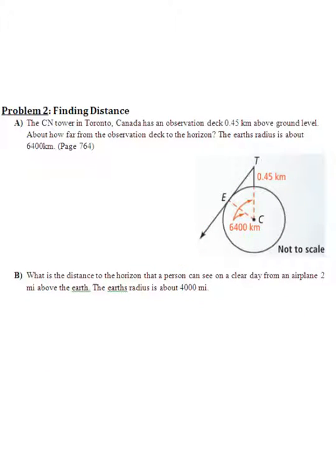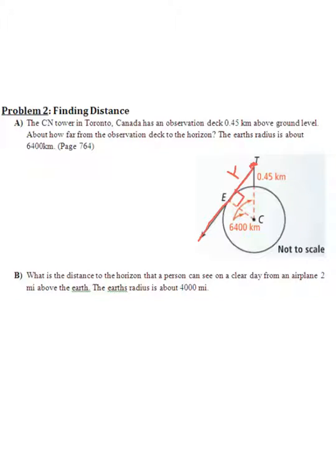Our next example, we've got the CN Tower in Toronto, Canada. It has an observation deck 0.45 kilometers above the ground. So that is this point T up here. But about how far is it from the observation deck to the horizon? So if we do a straight line to the horizon here, we are going to have a tangent line. It's going to intersect at point E, which is going to give us a 90-degree angle. They want to know this distance here.